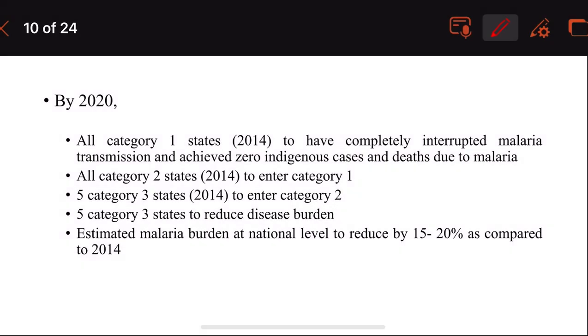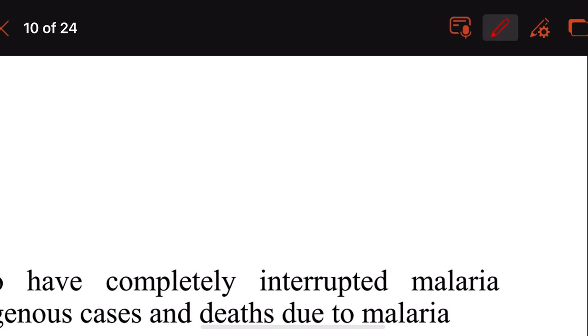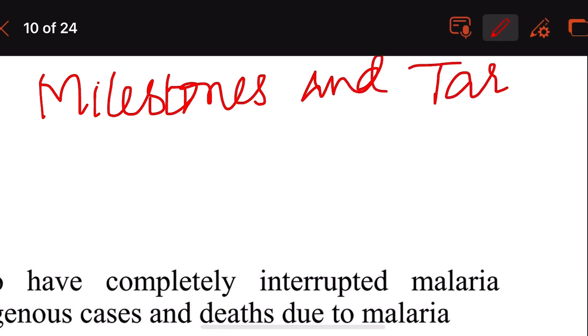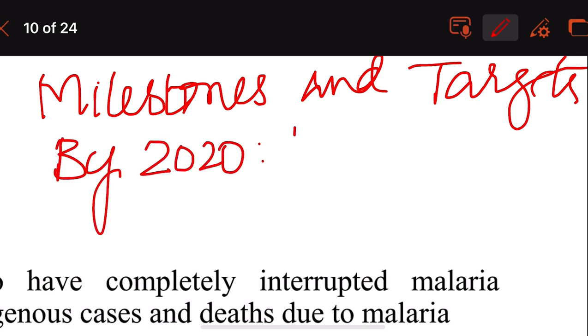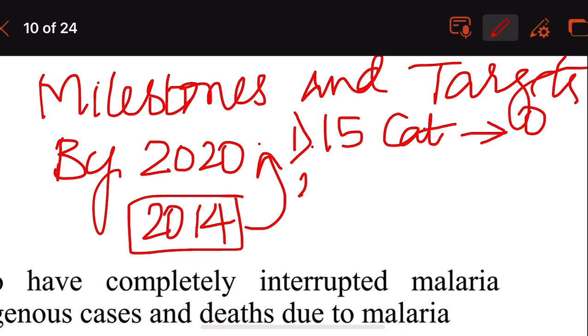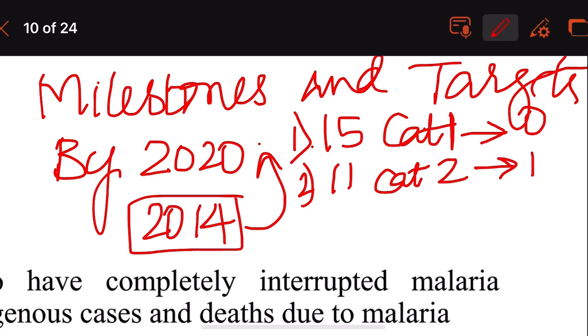Simple, guys. Let us try to recall what we studied now: the milestones and targets, beginning with the year 2020. We are comparing with the year 2014, and our target is by the end of 2020. The first thing: the 15 states in category 1 should interrupt malaria transmission and have zero indigenous cases. And the 11 states under category 2 in 2014 have to enter category 1 by the end of 2020.